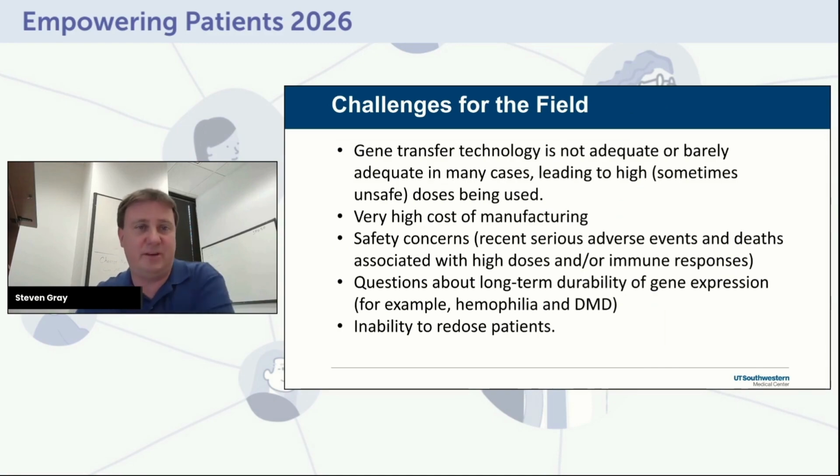So, challenges of the field: right now with the gene transfer technology, there's plenty of instances where this works, but in many cases it's not adequate or it's barely adequate. And this is leading to often very high doses being used to achieve the efficacy that we want, and that's pushing up against some safety thresholds. It also results in very high costs of manufacturing of these drugs. And again, the safety concerns, and there are still some questions about long-term durability of gene expression, like over decades. And also, not being able to redose patients is certainly a problem.